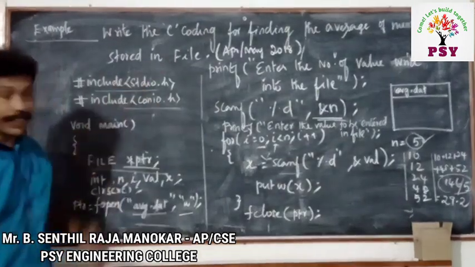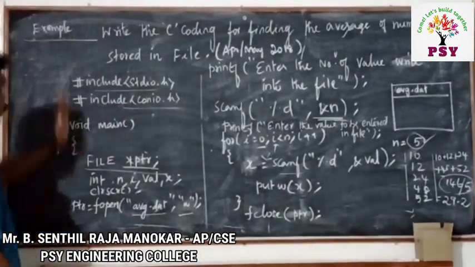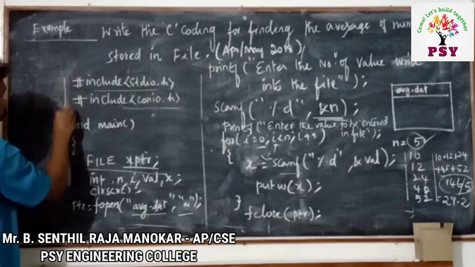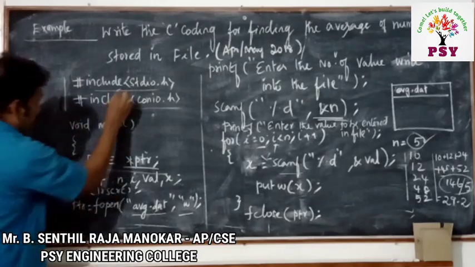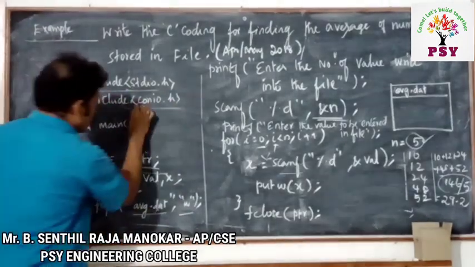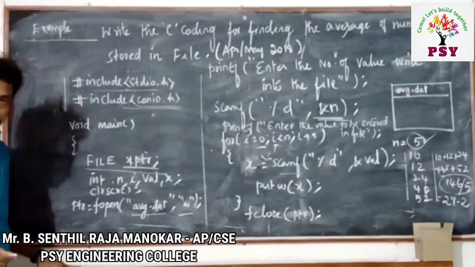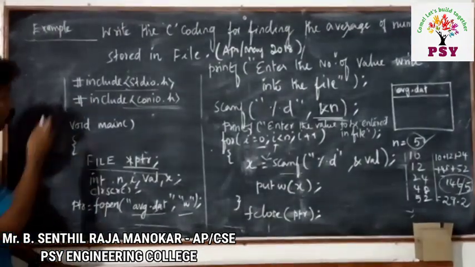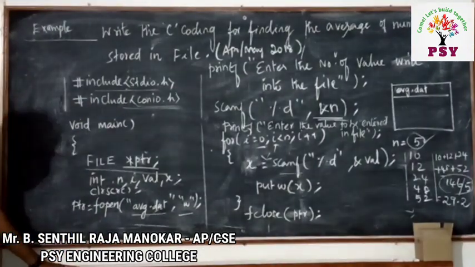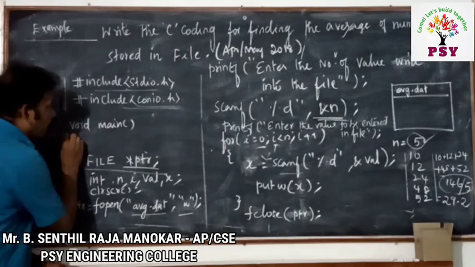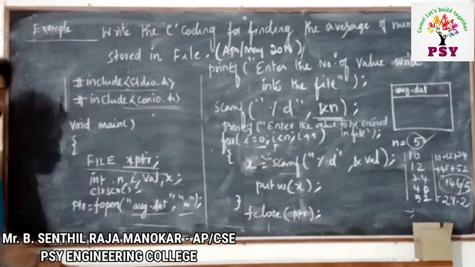So how can we do it? First we have to write the header files. Two header files: one is stdio.h, another one is conio.h. I thought you are familiar with both because we have used them in many problems. Then we can go for the next one, void main.